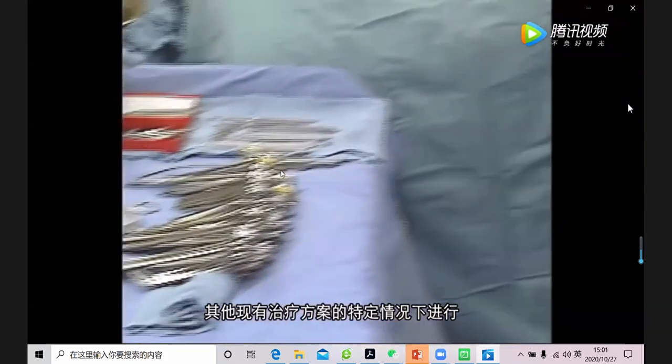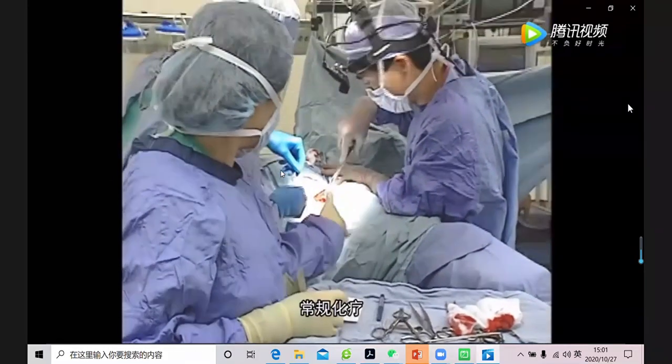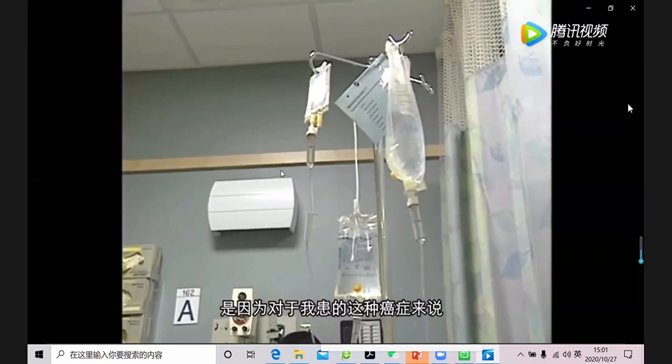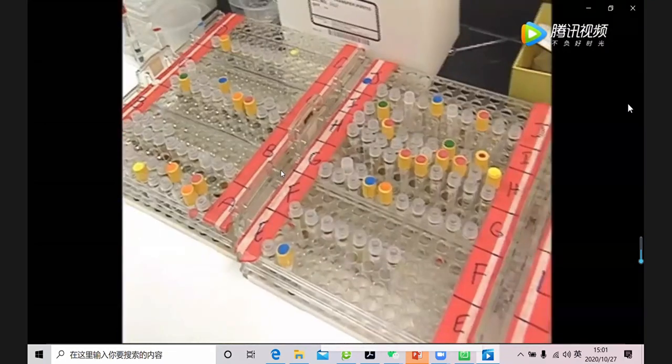I had gone through a whole series of operations, conventional chemotherapy. I was at the end of my rope. And when I got involved in the dosage trial, it was because I had no other options. Really, there were effectively none. Given the kind of cancer that I had, this was what there was.